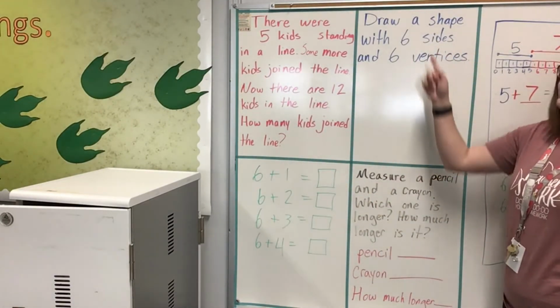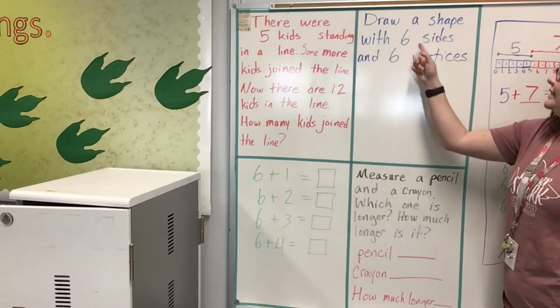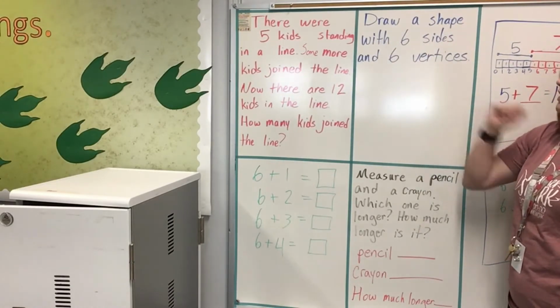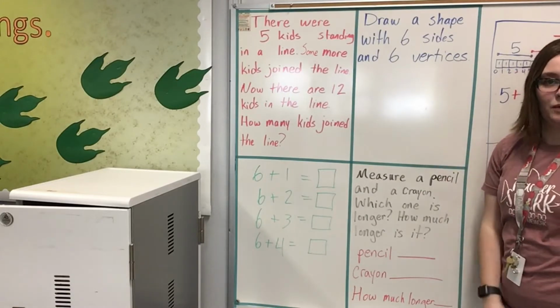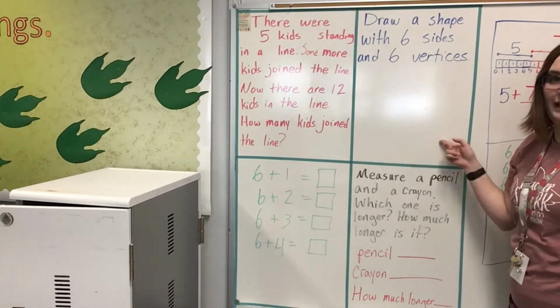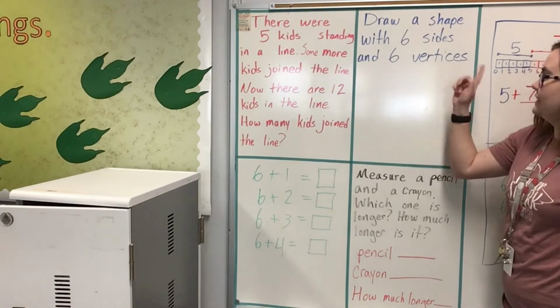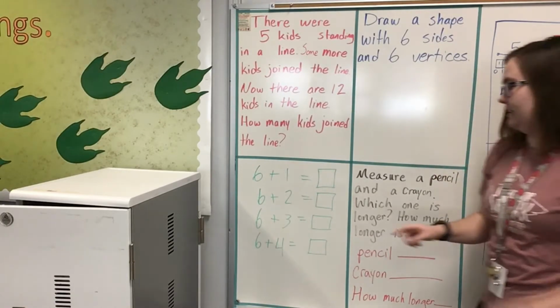Box number 2. Draw a shape with 6 sides and 6 vertices. I will give you extra points if you are able to tell me what shape that is. Try and write out the name of that shape. 6 sides and 6 vertices.